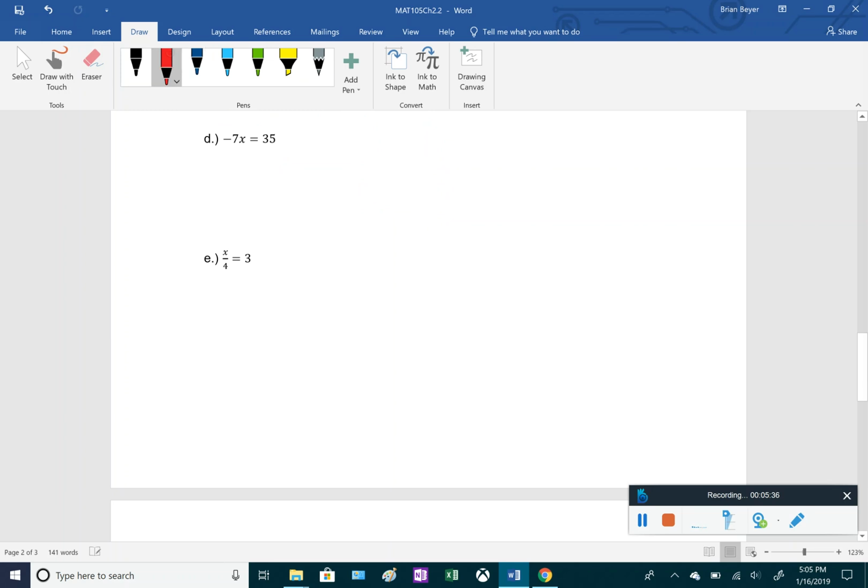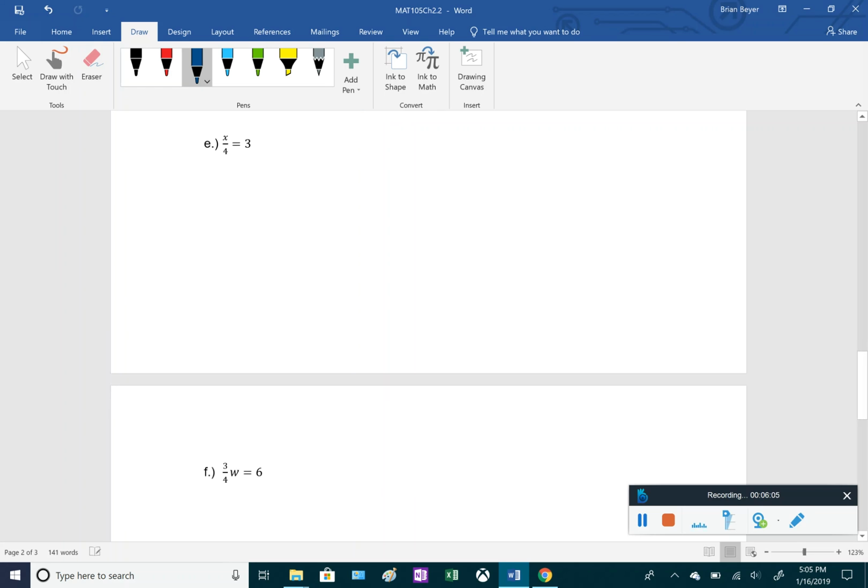And then for this next one, we have negative 7x equals 35. So divide both sides by negative 7. We get x equals 35 over negative 7. That's going to give us negative 5. So just recall that if we're multiplying or dividing, where one number is a negative, the other is a positive, the answer will be negative.